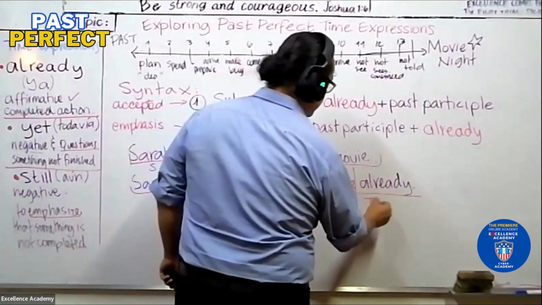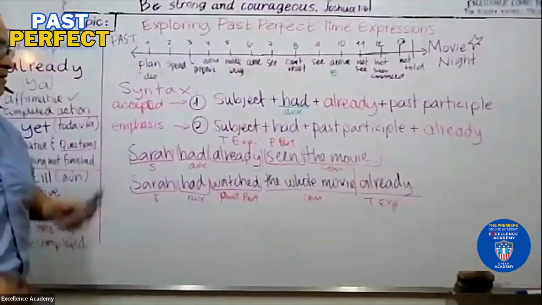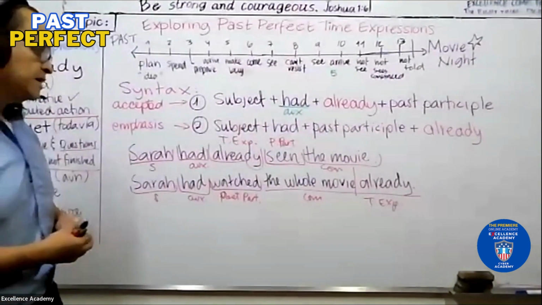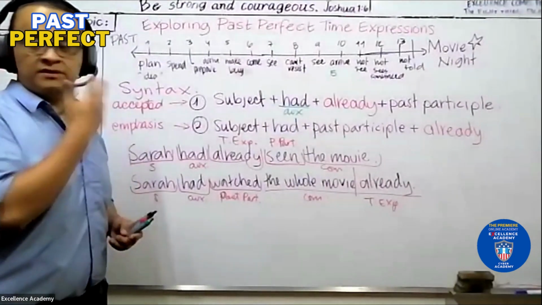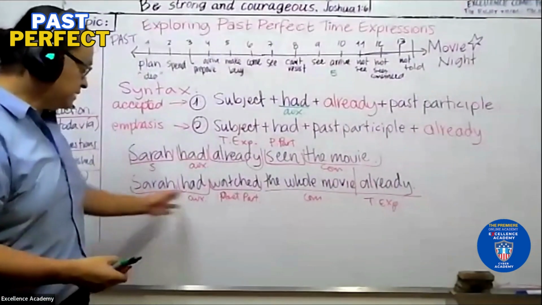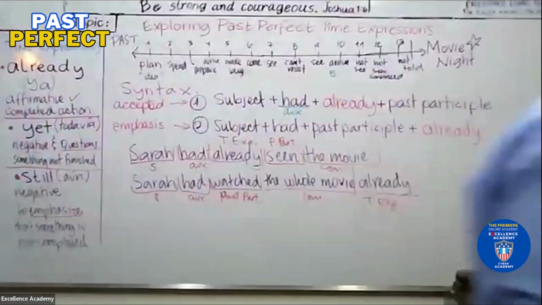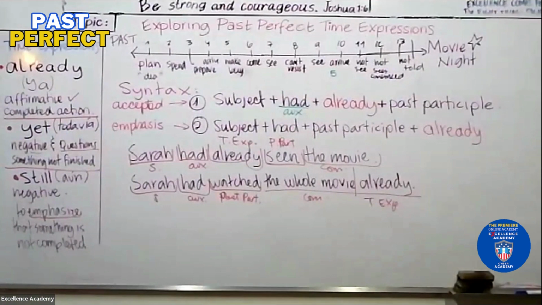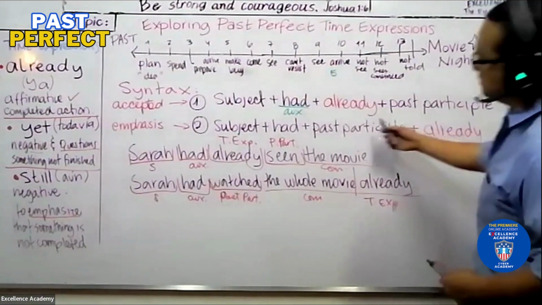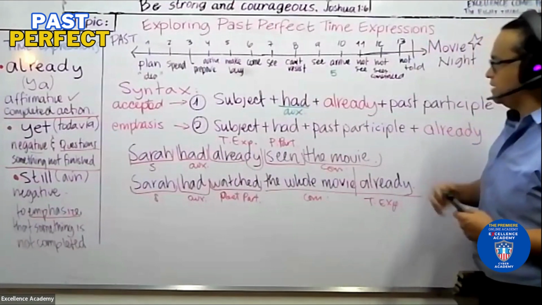Everything here is the complement. And here we have our time expression or the adverb at the end. This is mostly for emphasis, only when you want to emphasize. Your tone of voice should also be the proper tone of voice to emphasize the idea. So, Sarah had watched the whole movie already. So I'm emphasizing that idea. Okay, guys. So that's the purpose of already, to talk about completed actions in the past.